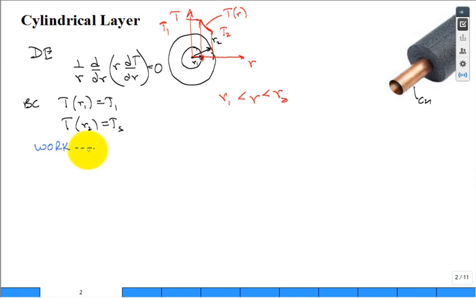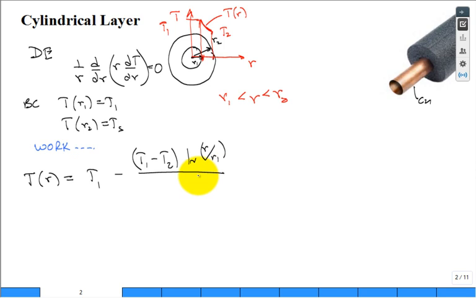You can do it. And you can get that the temperature distribution T as a function of r is equal to T1 minus (T1 minus T2) times the natural log of r over r1, divided by the natural log of r2 over r1.